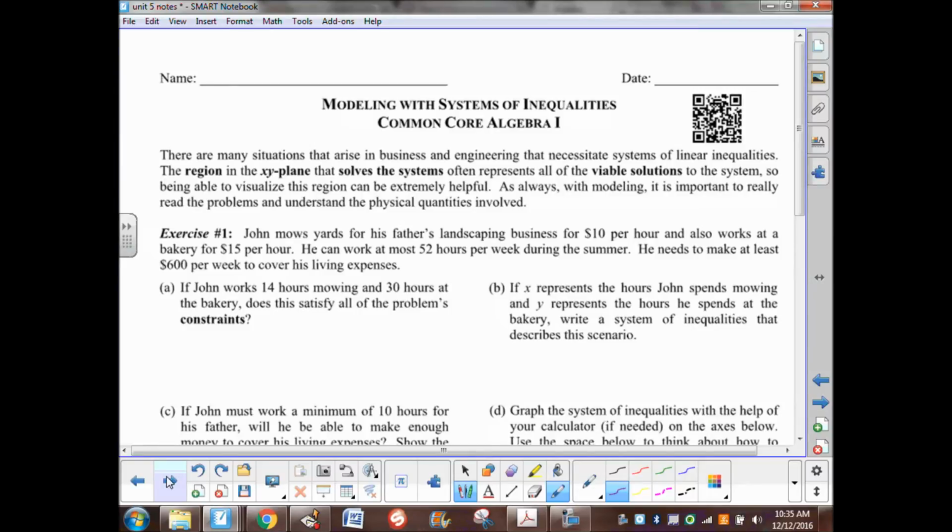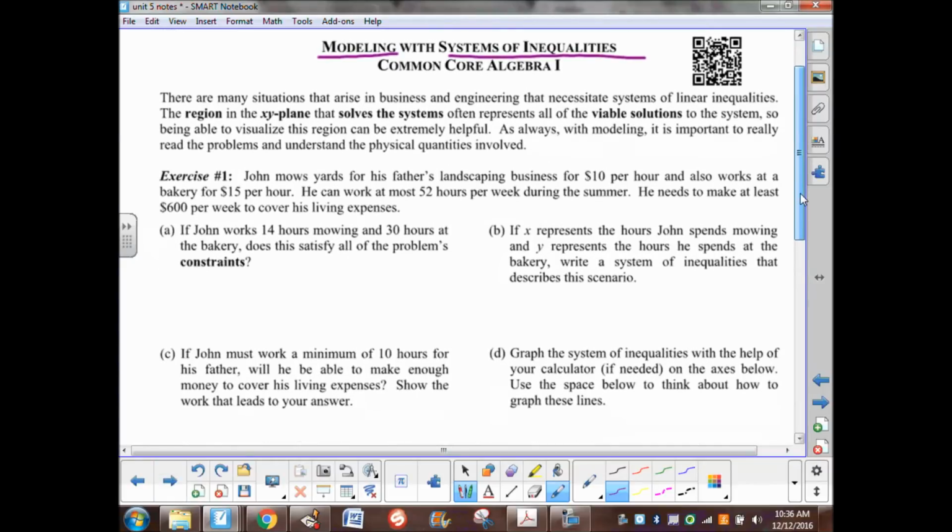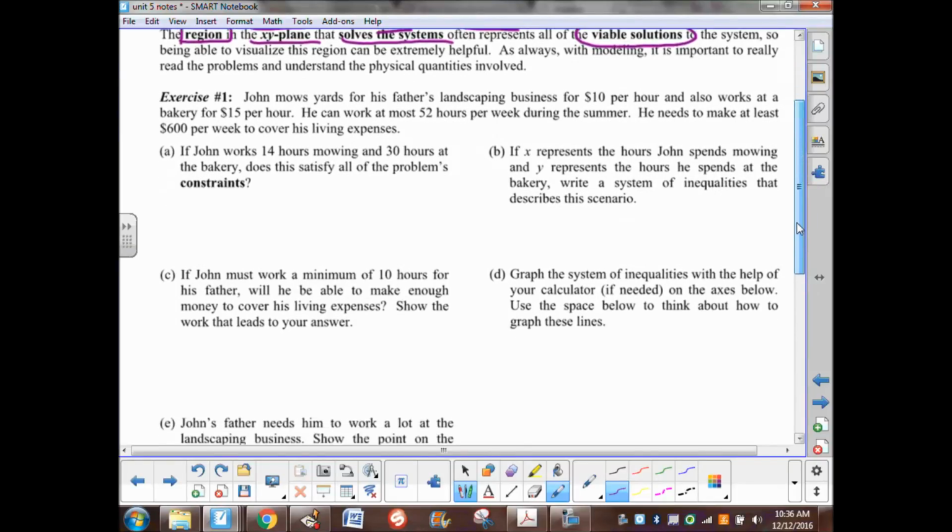So, modeling with systems. I mentioned this in class: the Regents isn't going to ask you those fluency kind of questions. They're going to ask you the questions that have some meaning behind them, the word problems. It says there are many situations that arise in business and engineering that necessitate systems of linear inequalities. So that region, our solution in the xy plane that solves the system, gives us those viable solutions to whatever problem we happen to be talking about.